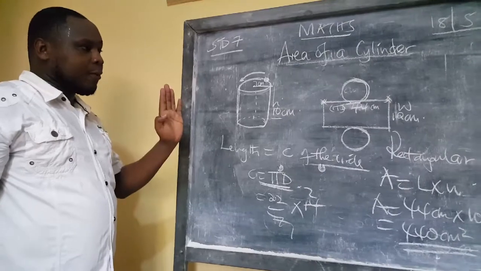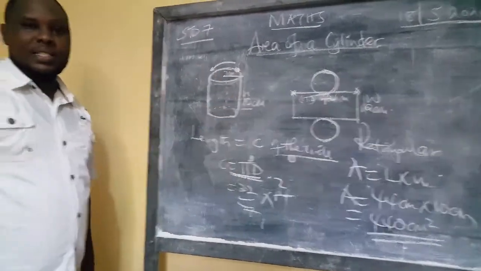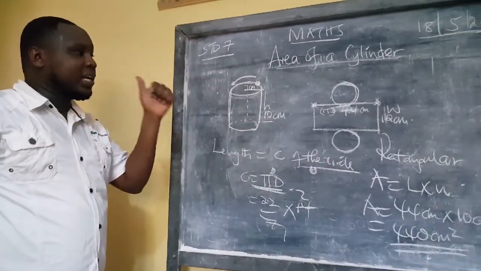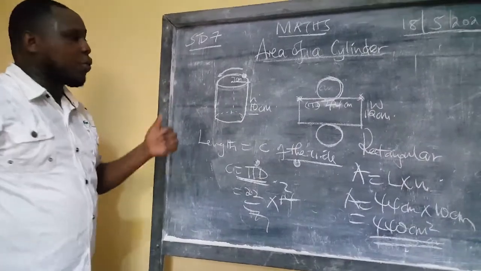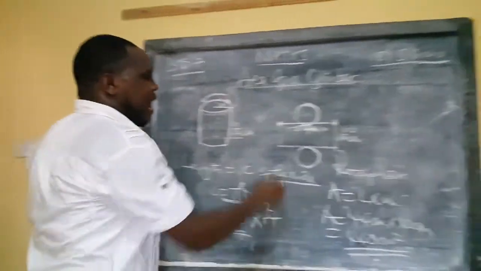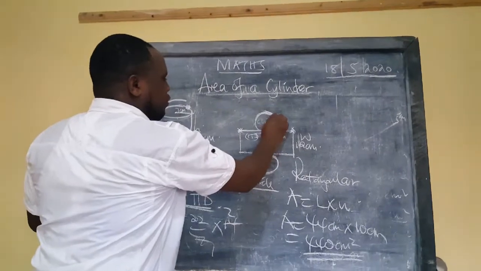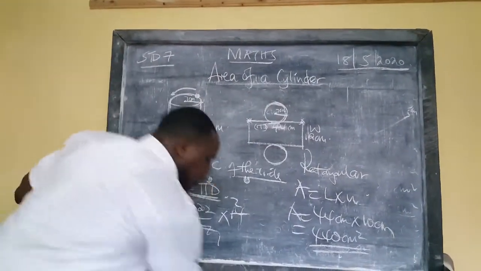Now what is remaining is the two circular parts. But remember, previously we did the area of a circle. So we can easily get the area of a circle, where our circles have a radius of 7. And so, how do we get the area of a circle?